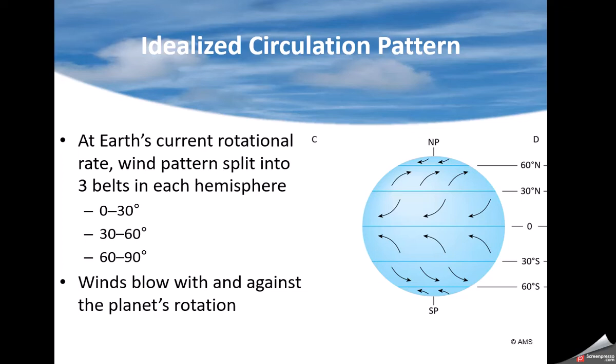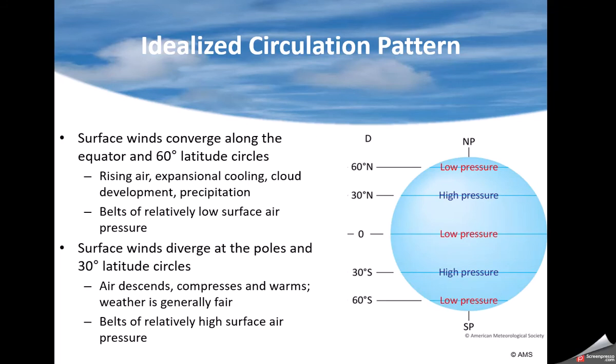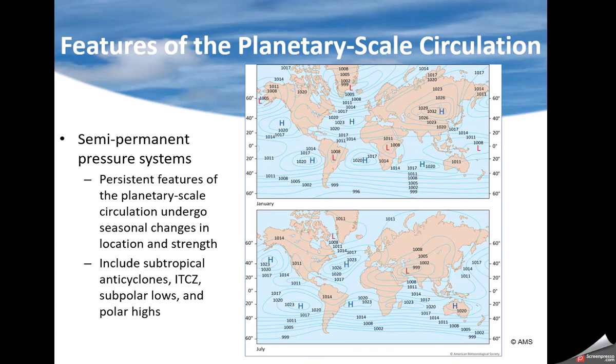So think about them this way: the ones close to the equator are very warm, very moist. Close to the North Pole, very cold, probably very dry. And we're the transition zone. With that, we have high pressure that typically forms right around 30 degrees north and low pressure around 60 degrees north.